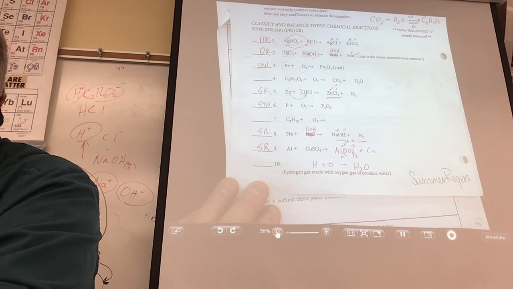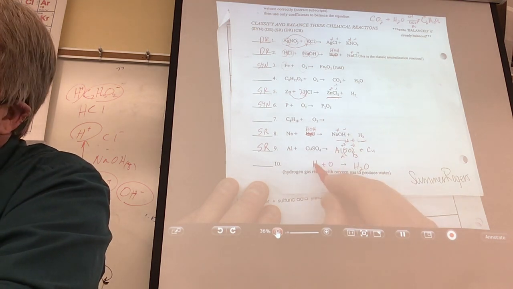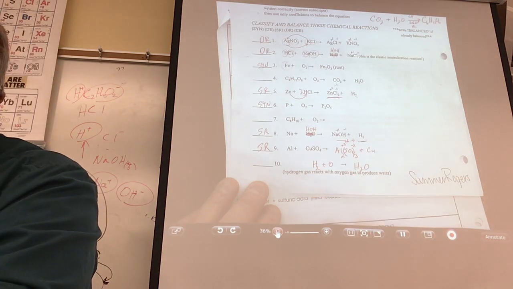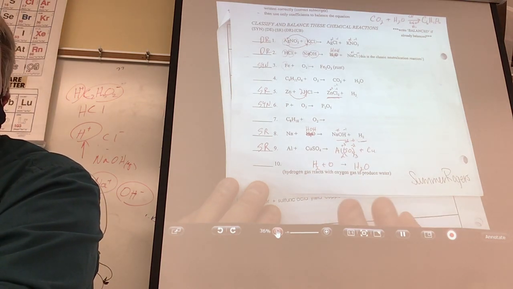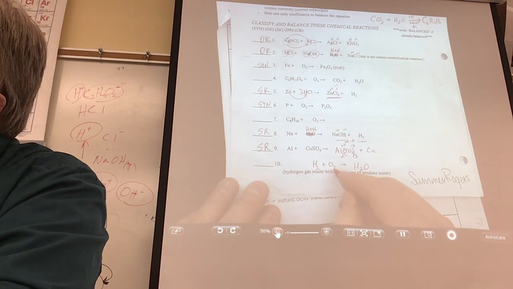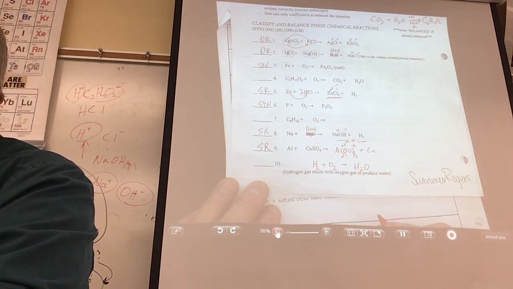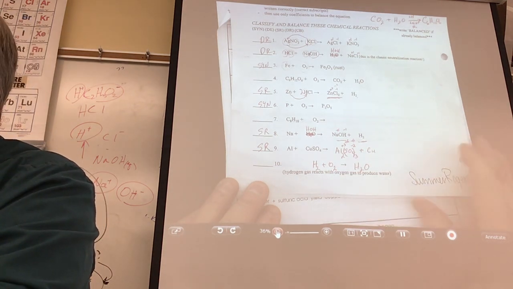Which one? Is that one of these diatomic elements? Oh, okay. So when you have hydrogen by itself, it has to be H2, doesn't it? And what about oxygen by itself? See that? Okay, everybody got that? All right.